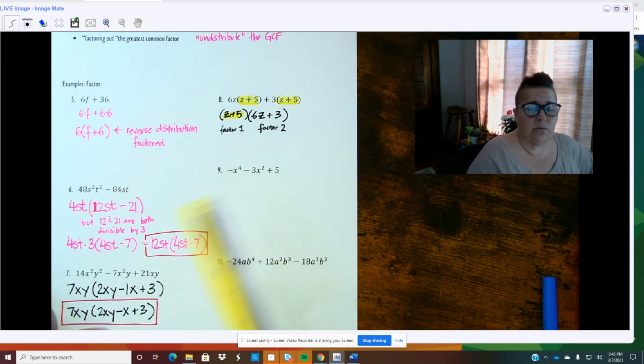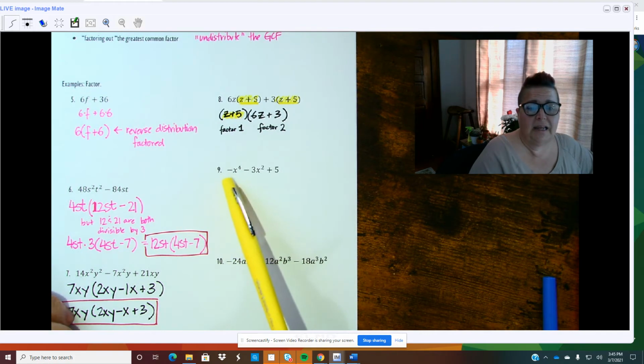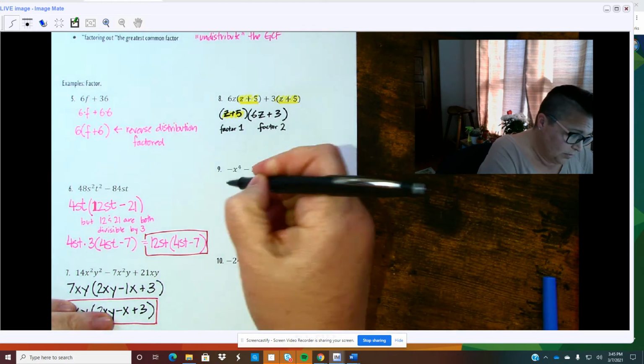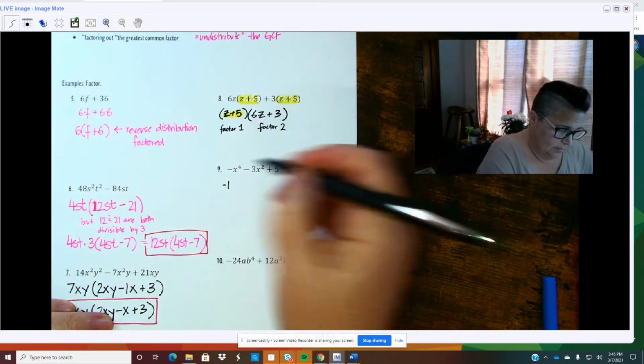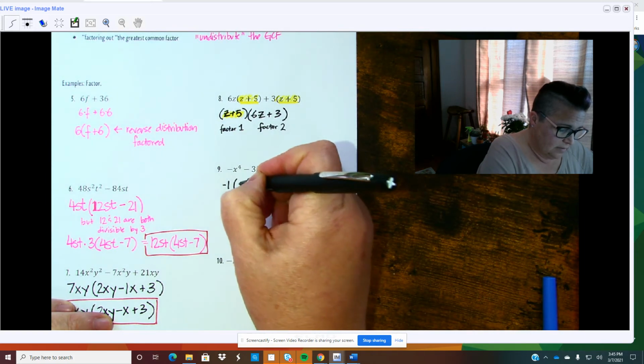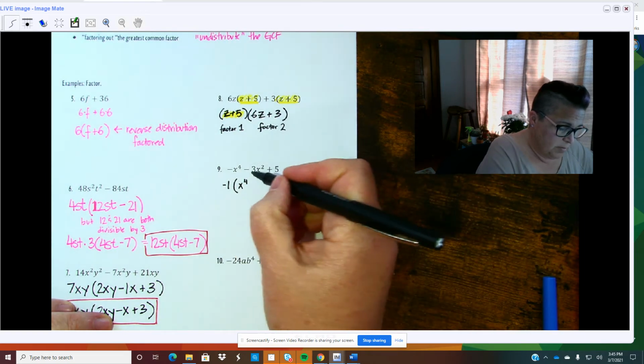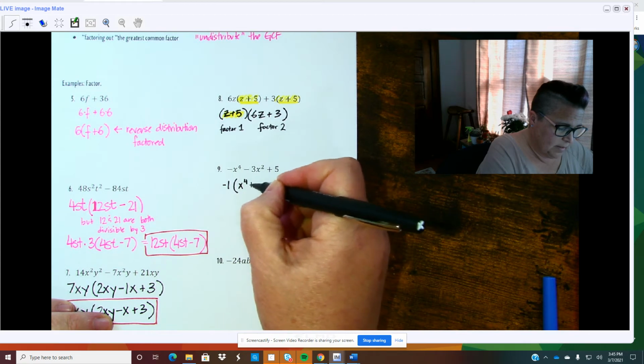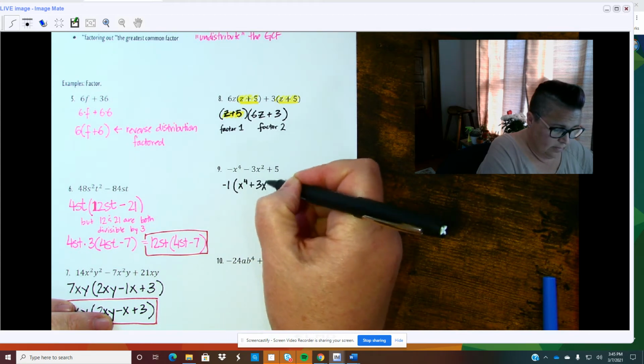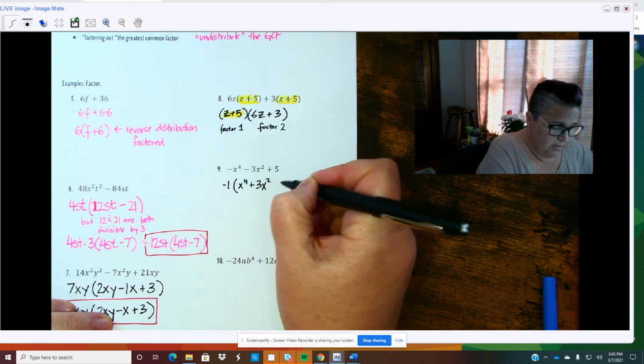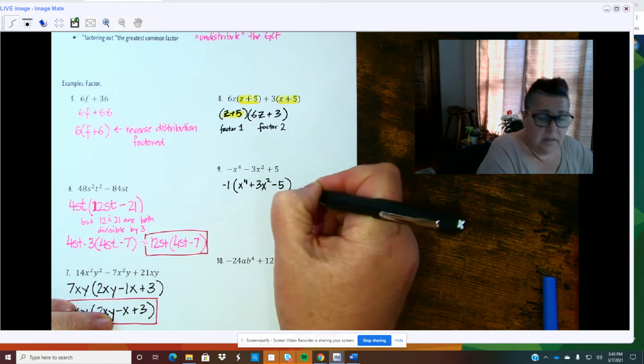So what do we do? Well, I don't like that leading negative. So what we'll do is we'll pull out a negative 1. And that will leave us with an x to the 4th here. And if I pull a negative 1 out of this, that will be a plus 3x squared. And if I pull a negative out of here, that will be a minus 5.